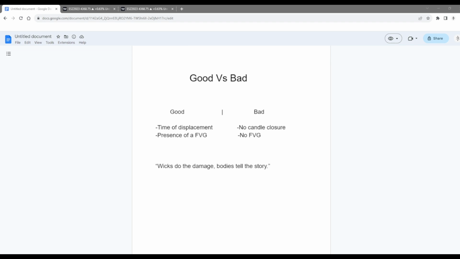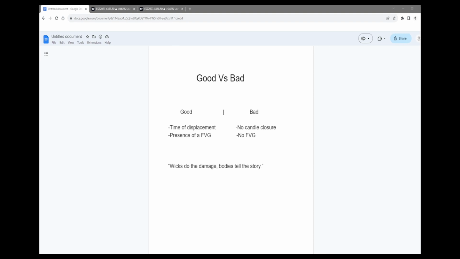Next, we'll move on to bad displacement. No candle closure above a short-term high or a short-term low shows price's inability to displace. It is ICT's classic statement that wicks do the damage, bodies tell the story. If the body of the candle is unable to displace above a high or below a low, it is bad displacement. Next is no FVGs. If there is no FVG in the displacement leg, we know that price is not decisively and energetically moving in one direction.